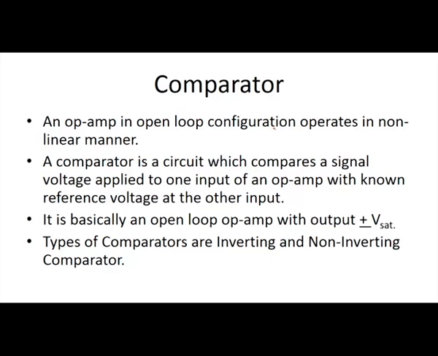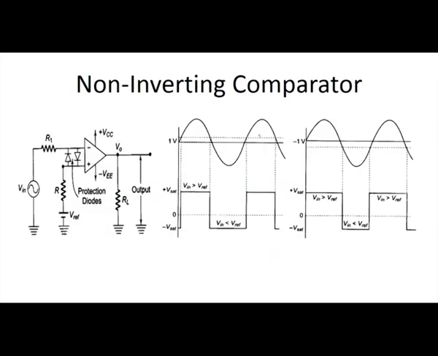There are two types of comparators, one is inverting, the other one is non-inverting comparator. For an inverting comparator, the signal must be given to the inverting terminal. Here we have to change. So, this is a non-inverting comparator. The signal is given to the non-inverting terminal of the operational amplifier.